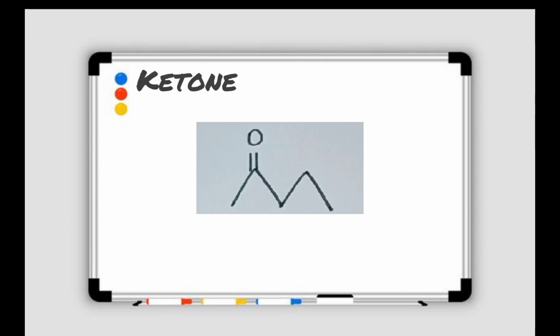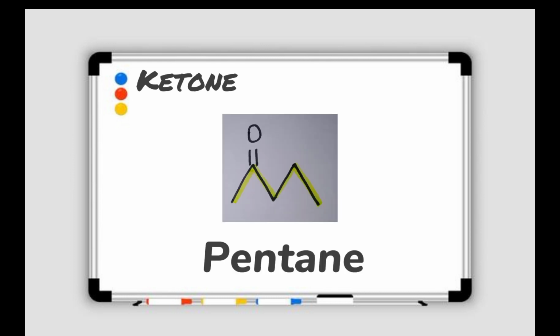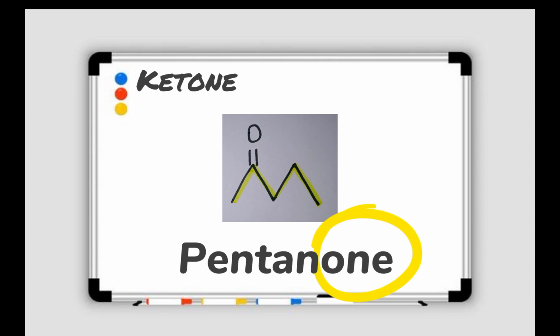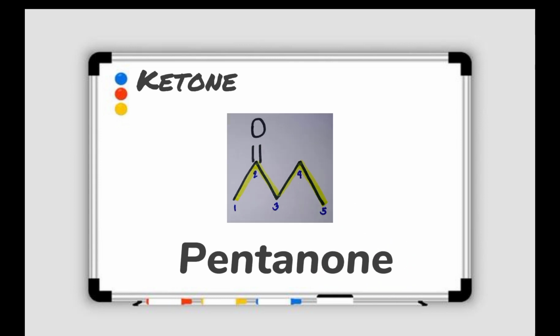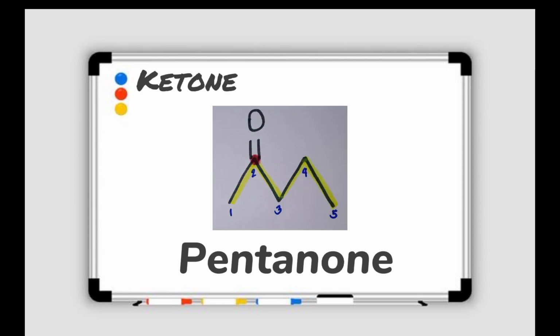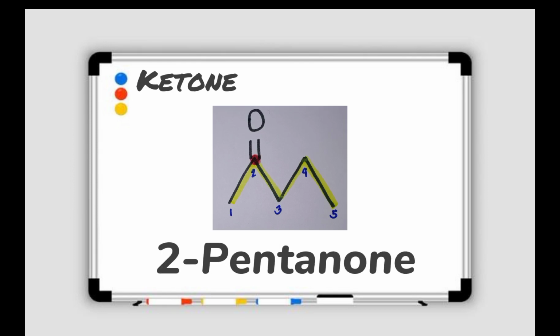Now, let us name a ketone structure. First, find the parent chain with the carbonyl group. Second, change the suffix of the parent chain to "-one". Third, number the parent chain to give the carbonyl group the smaller number, and since the carbonyl group is in carbon 2, the name of the structure will be 2-pentanone.